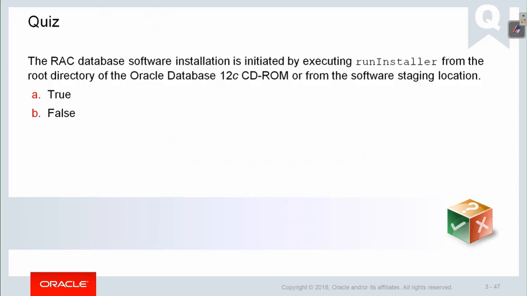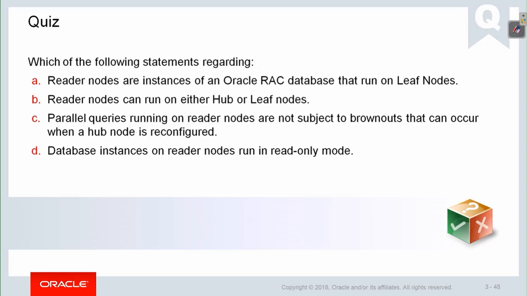Okay, so we actually have a quiz here. The RAC database software installation is initiated by executing runInstaller from the root directory of the Oracle Database 12c CD-ROM or from the software stage location. So the answer is true.